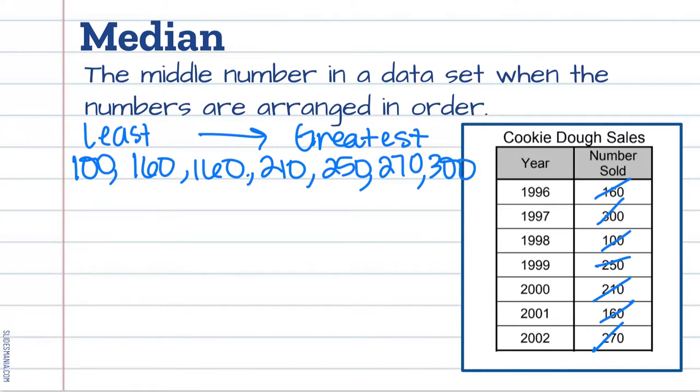So we want our middle number. So I'm going to start crossing off a value that's the farthest to the least, and then a value that's farthest to the greatest. And I'll keep crossing this off until I arrive at a middle number. So 210 is in the middle. So my median is 210.